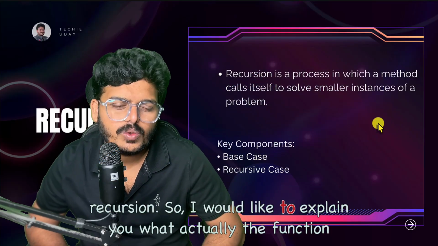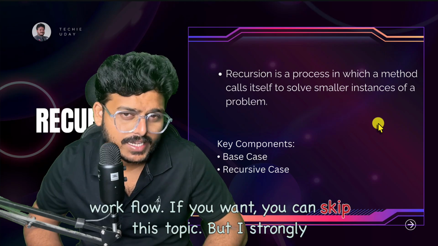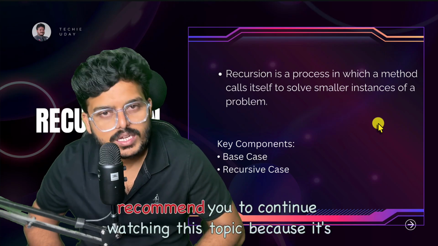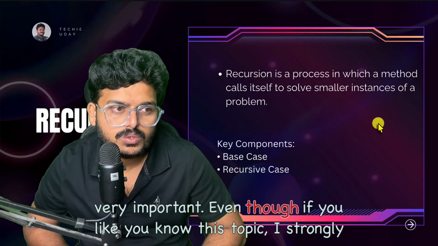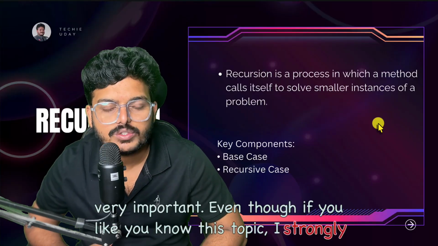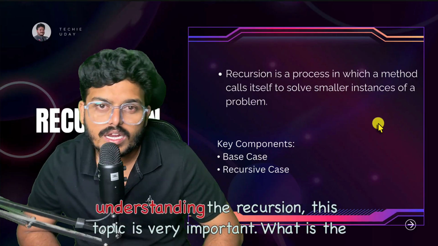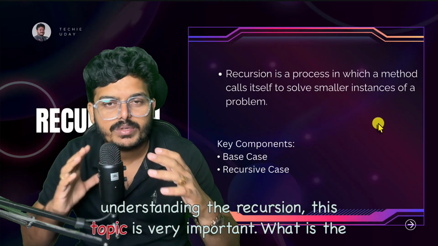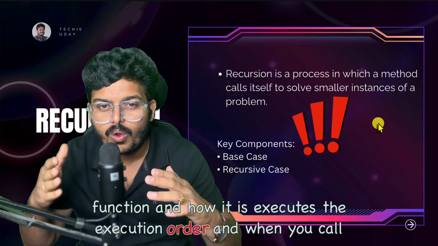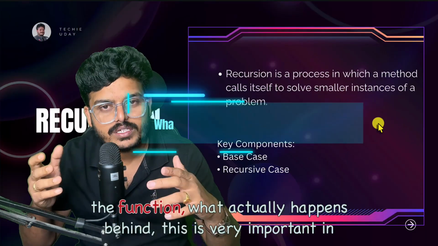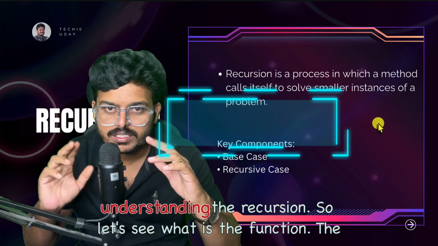So I would like to explain what the function workflow actually is. If you want, you can skip this topic, but I strongly recommend you continue watching, even if you feel you know it, because it's very important in understanding recursion. What a function is, how it executes, the execution order, and what actually happens behind the scenes when you call a function.